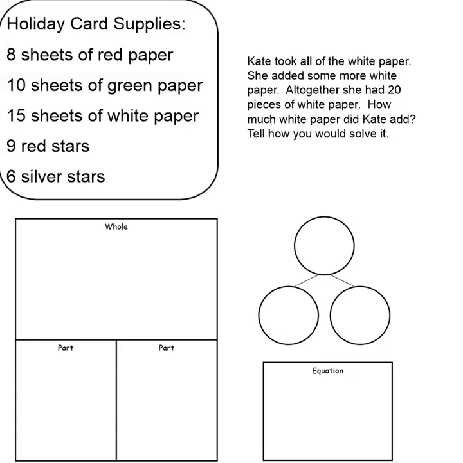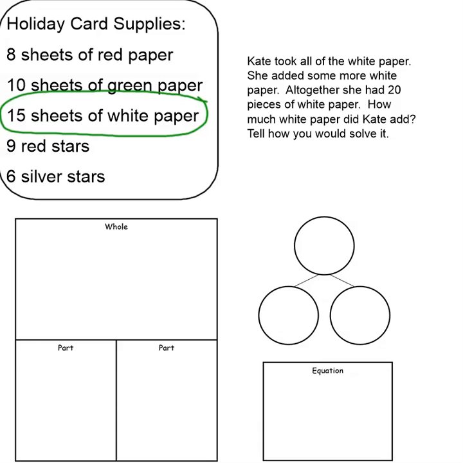What paper did she take? She took the white. Do we know how much? Where do we get that from? Yes, we have to look at our data. Kate took all of the white paper. Let's look at our data. We have 15 sheets of white paper. We don't need to know the red or the green, do we? And we don't need to know the number of stars. We only need to look at the sheets of white paper. So we know that Kate had 15 sheets of white paper to start with.